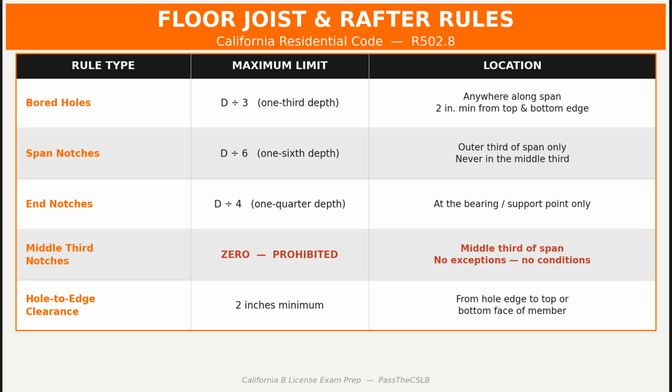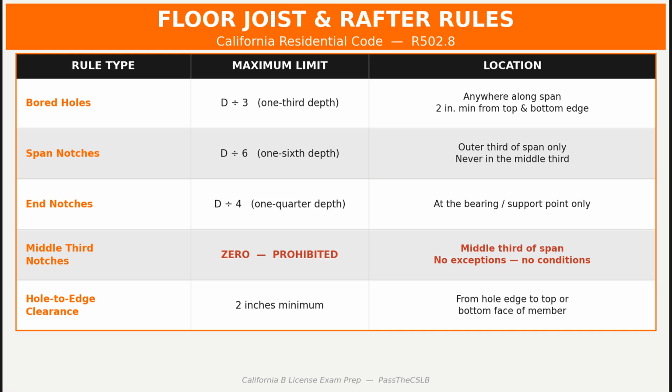I put a chart up for you here, showing every floor joist and rafter rule in one place, the rule type, the maximum limit, and where along the span each applies. Look at the middle third row. It reads 0, prohibited, not a smaller fraction, 0. That is what makes it the most testable concept in this entire section.